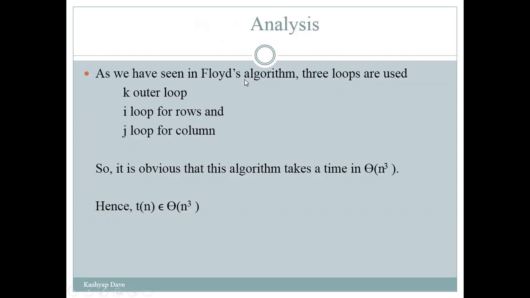Now as we have seen in Floyd's algorithm, there are three nested for loops: the k outer loop, in it the i loop, and in it the j loop. If we have three nested for loops, then obviously this will take time in the order of n raised to 3, or theta of n raised to 3. So the analysis says that the time complexity of this algorithm is theta of n raised to 3. Okay, so this is finding all shortest paths with the help of Floyd's algorithm.